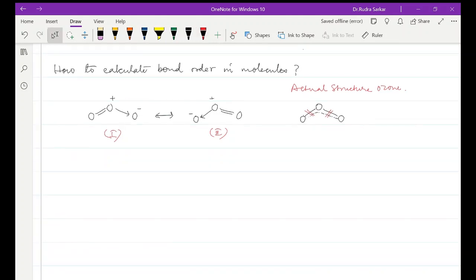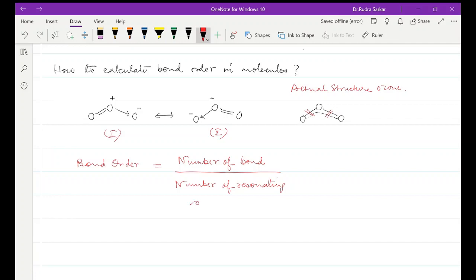Now, how to calculate bond order for this molecule? So the formula that we will use is going to be number of bonds, okay, divided by number of resonating structures. Now when I say number of bonds, what do I actually mean over here?